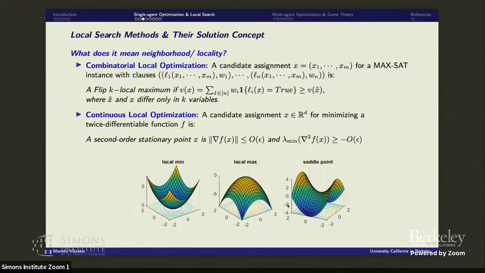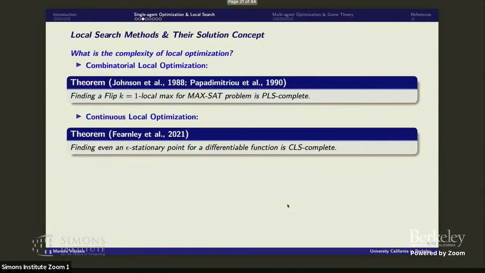Now, for the continuous case, it is something that maybe you remember from calculus. What you need is that the local area, the local geometry, is convex. This is expressed by this condition. And of course you want it to be a stationary point. This is the first condition. Again, from a complexity perspective, these problems are more or less hard. Even trying to find a flip-K local max for Max-SAT, for K equal to 1, is PLS-complete.